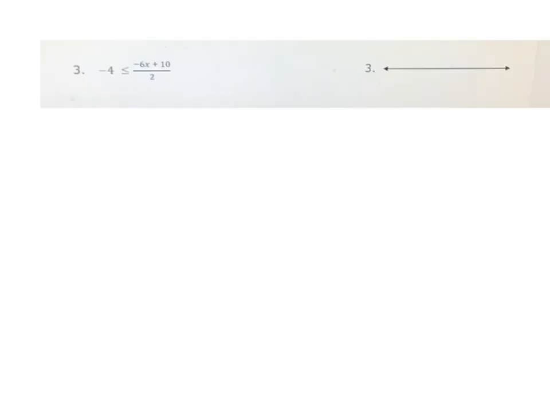Okay, here's problem number 3. This is one of those where it's got a big fraction in it. Hopefully you remember when we have a big fraction, we're going to get rid of the fraction by multiplying both sides by whatever that big fraction has under it. So we're going to multiply both sides by 2. If I take 2 times -4, that's -8. I do not flip the sign because I multiplied both sides by a positive. Now, if it was a -2, I would have flipped the sign.